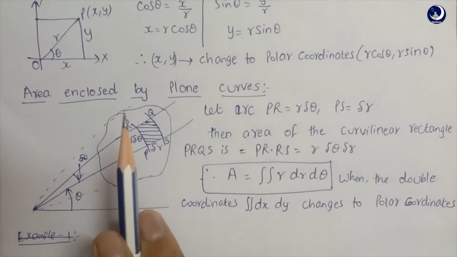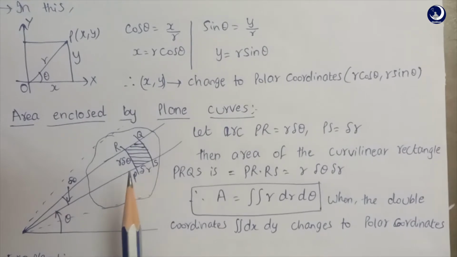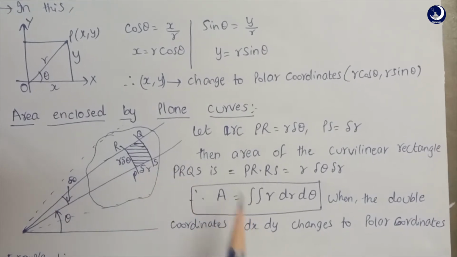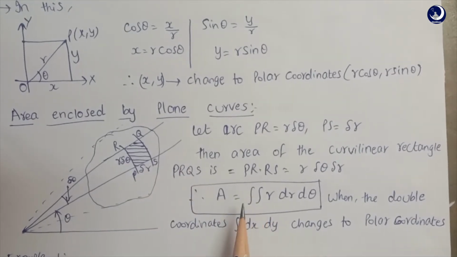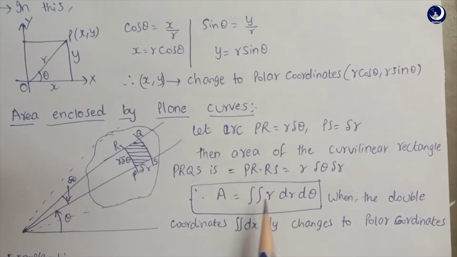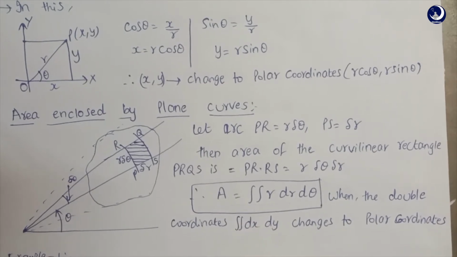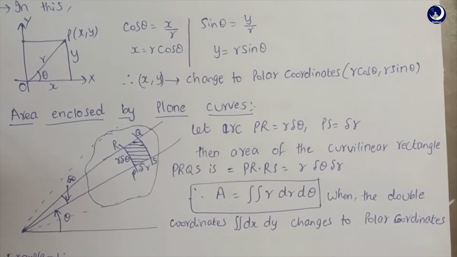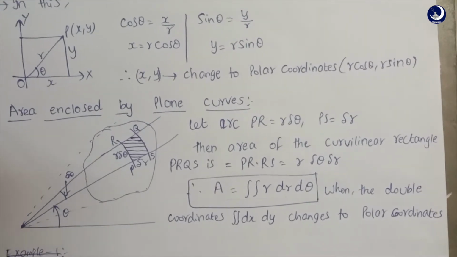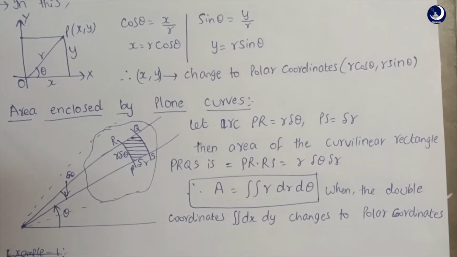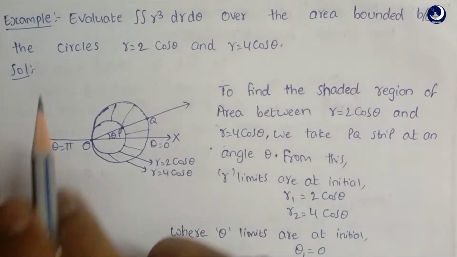Then we have to change dx dy to f of r theta dr d theta. In area enclosed by plane curves, we finally get area equal to double integral r dr d theta. This is the required function to use when the question is given with a circle, ellipse, conic or cardioid. So coming to this, now we take an example.